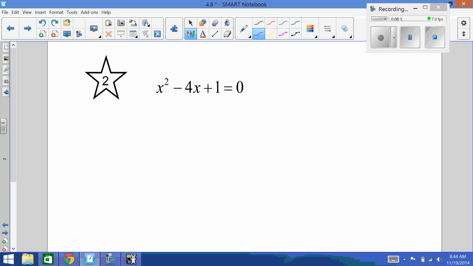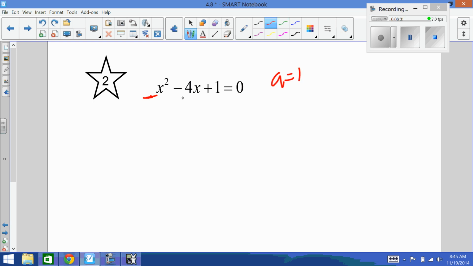All right, so in this example, I want you to go ahead and list A, B, and C, and then do the quadratic formula. So hit pause, do the problem, and then hit play, and then you can check your work as I do it. All right, so the first thing here is let's identify A, B, and C.